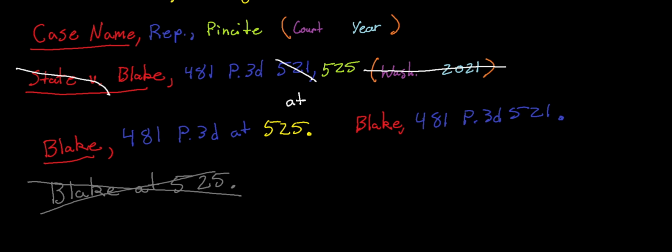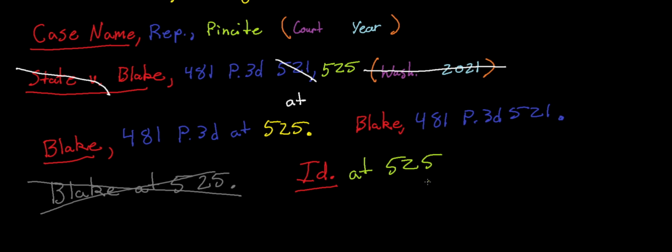All right. Next, we will talk about the other option that you have for a short cite, and this one is quite easy. It's just id, period. You can use id if you are citing to a case that you just cited. So if I just cited Blake and then I need to drop another citation, then I can do id, and id just means refer back to the case that I just cited. You can also do id with a pin cite, just by saying id at 525.